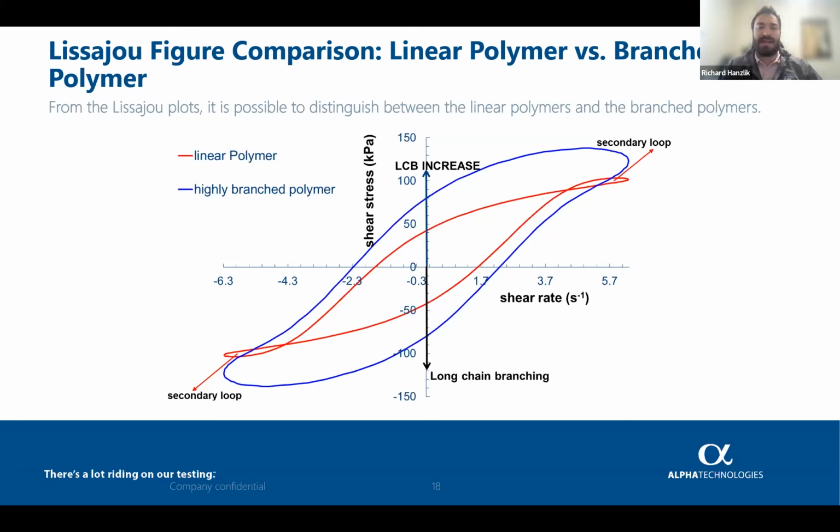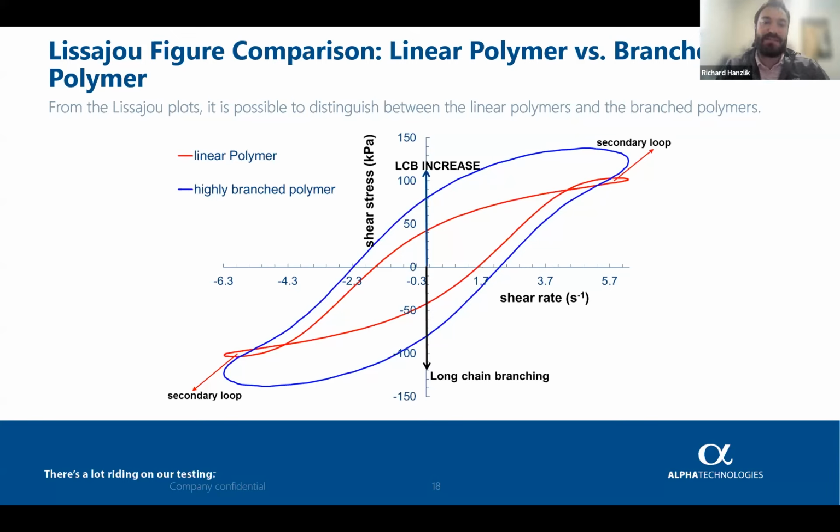LAOS responses can be described or visualized as parametric curves called Lissajous plots. And these figures are the oscillating shear stress versus strain over time, demonstrated by an experimental work developed at the University of Louvain, that with this graphical representation, it is possible to distinguish between linear and branched polymers. In fact, only polymers characterized by a completely linear structure show these additional secondary loops.